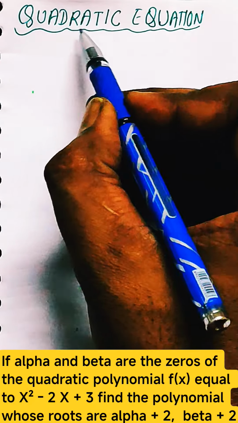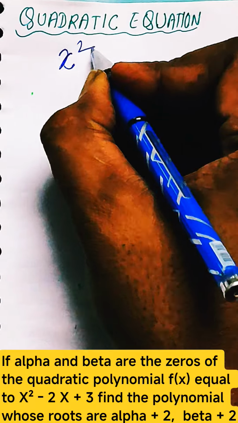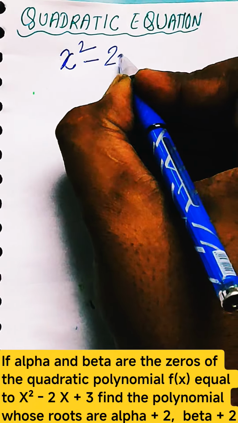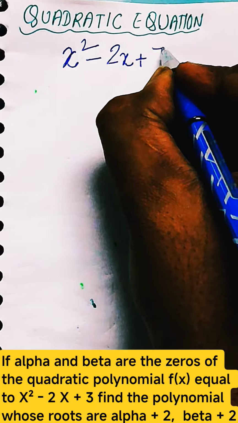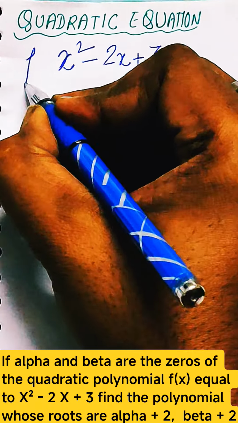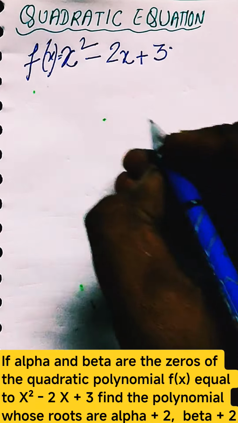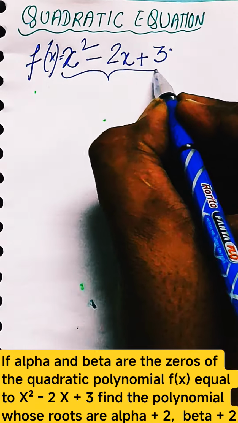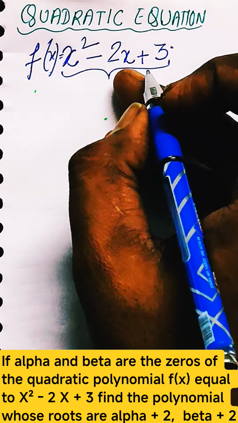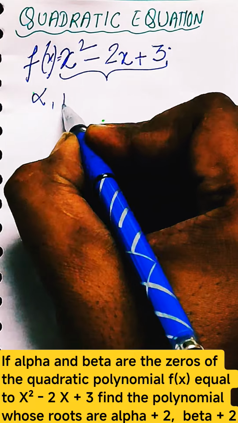This is a question from quadratic equations. For the given quadratic equation, that is x square minus 2x plus 3, which is a function of x, we have the roots or zeros given as alpha and beta. Roots or zeros, both are the same.